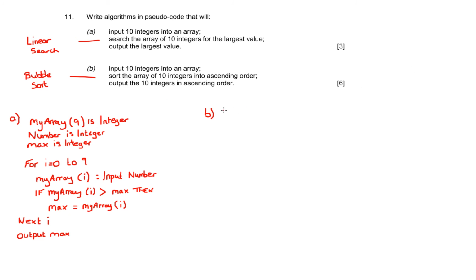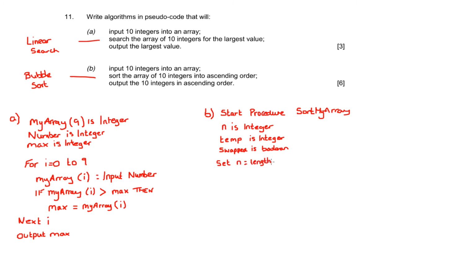So for this bubble sort, I will start my procedure and call it sort my array. I'm going to set n as integer because that's going to hold the number of elements in my list. I set temp as integer because I'm going to use that in the swapping process. I need a Boolean flag to ensure that I've swapped a number or not. If I swap a number, I know that my list is not sorted. So then I'll set n to equal the length of my array. And I know in this it's going to be 10, but that can be for any size list.